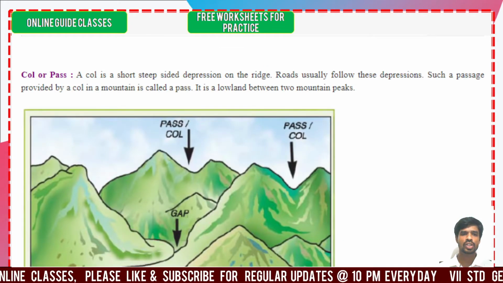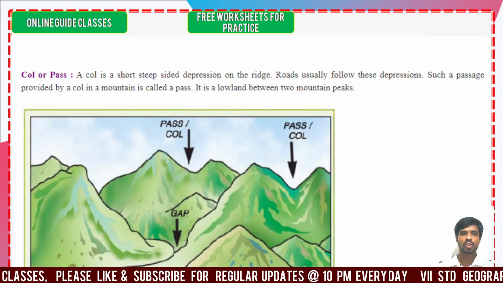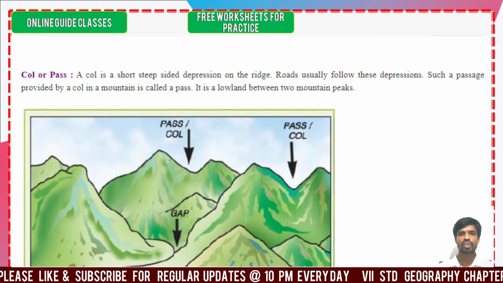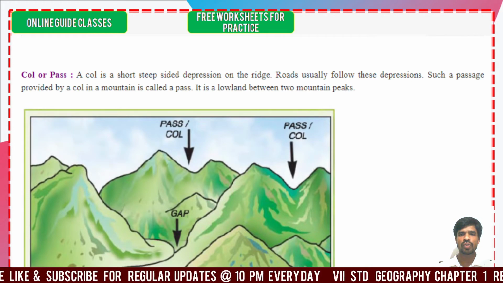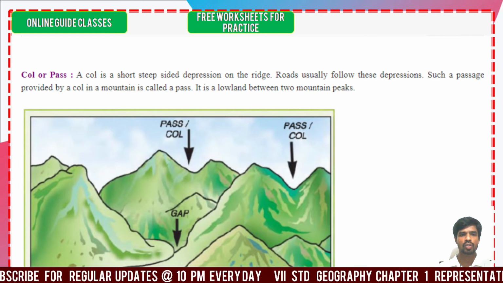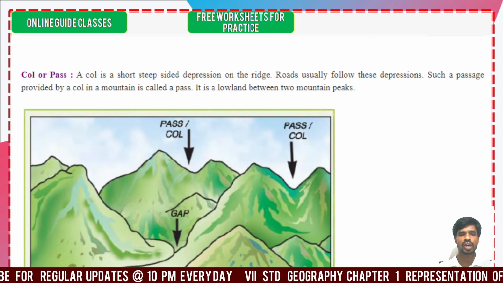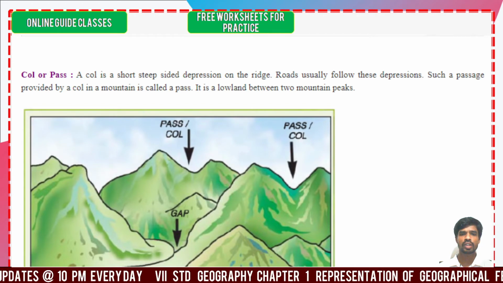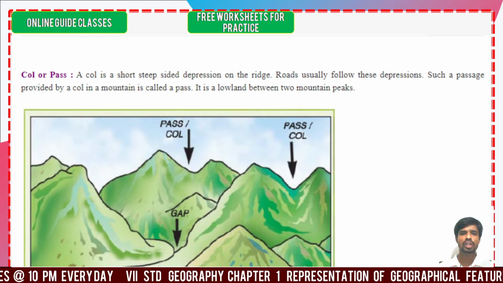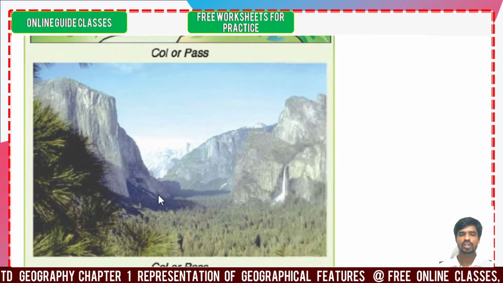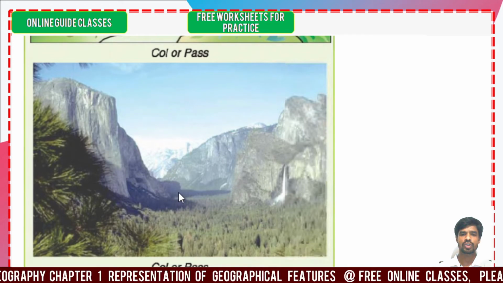Okay, let's go to the next topic, that is col or pass. A col is a short, steep-sided depression on the ridge. Roads usually go through these depressions. Such a passage provided by a col in a mountain is called a pass. It is a lowland between two mountain peaks. Hopefully you all can see the image over here. This is the image of a pass.